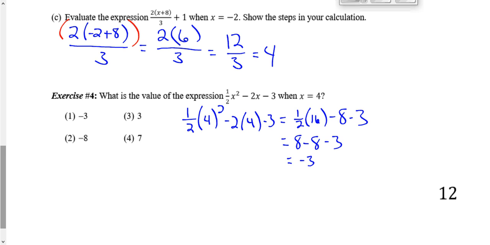All right, negative 3. So the first thing I had to do was the exponent, squaring. 4 squared, 4 times 4, 16. Right? And then negative 2 times 4 is negative 8. Half of 16 is 8. 8 minus 8 is 0, and then minus 3. Right? So the answer is negative 3. Okay, any questions? A lot of this is review. Do we have any questions?